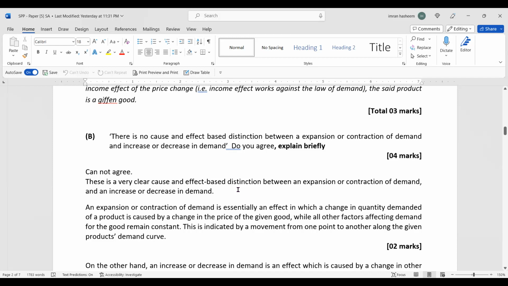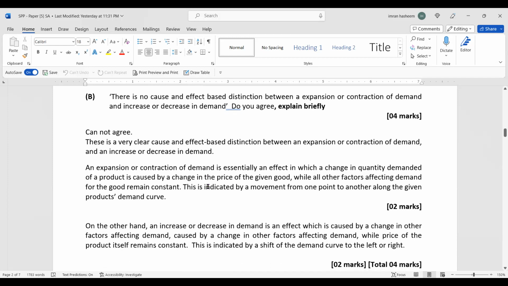You can't agree with that, because there's a very clear difference between expansion and contraction of demand, and increase or decrease in demand. Even though the word demand is there, expansion and contraction is about increase in quantity demanded and decrease in quantity demanded, whereas increase or decrease in demand is about a demand curve shifting to the left or the right, a shift of demand. So I've explained that situation very clearly.